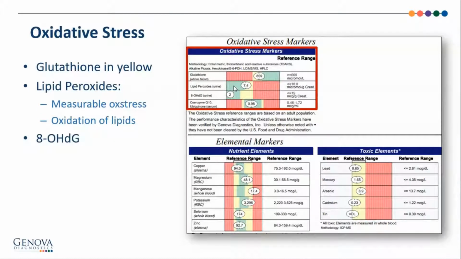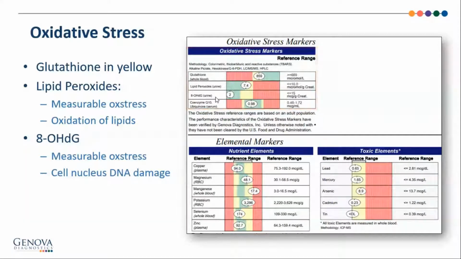The 8-OHDG here actually looks very good at 2. It's in the green. 8-OHDG is a different kind of measurable oxidative stress. It's actually in the cell nucleus where free radicals create damage to DNA. And so a high 8-OHDG, 8-hydroxydeoxyguanosine, would also be indicative of an oxidative stress issue. So the lipid peroxides here get my attention, and the glutathione gets my attention as well.